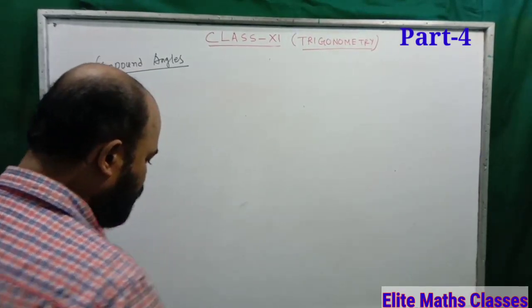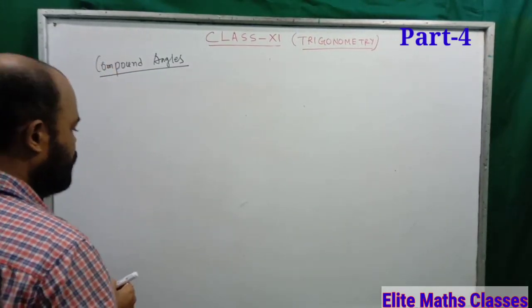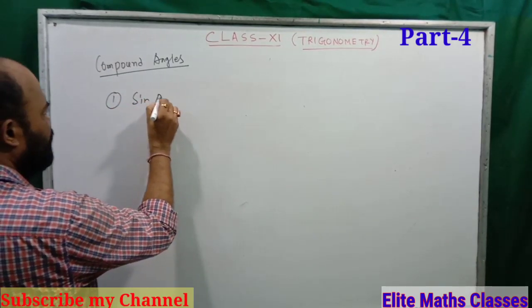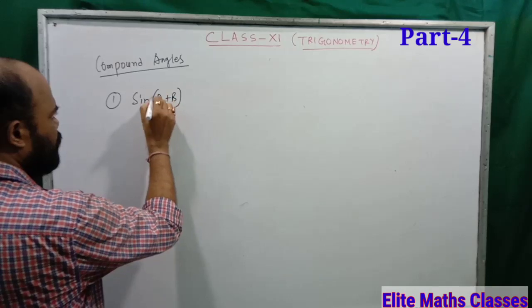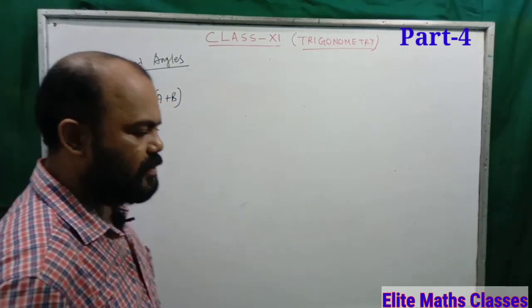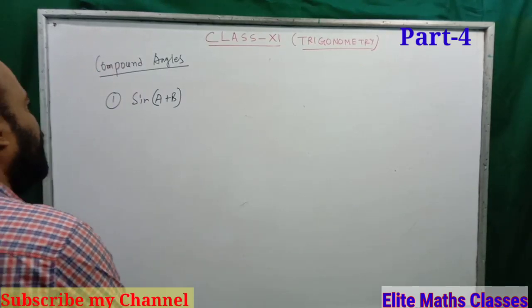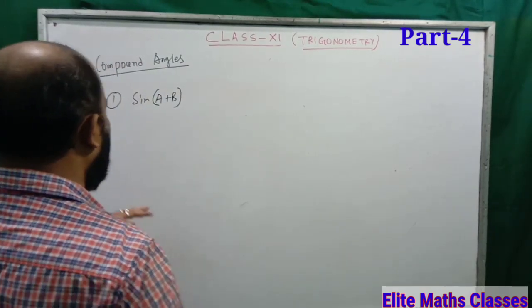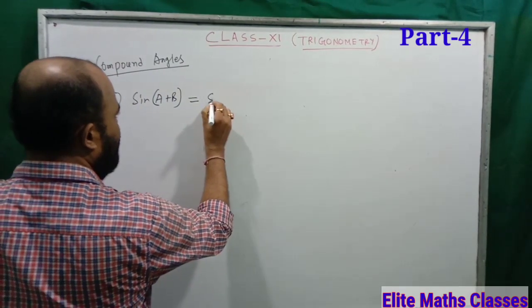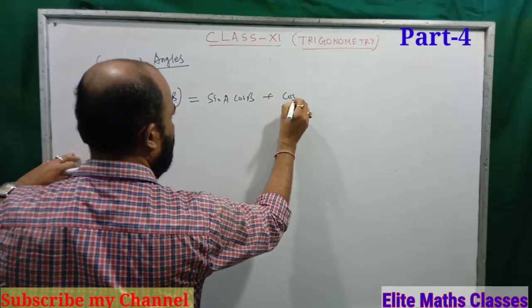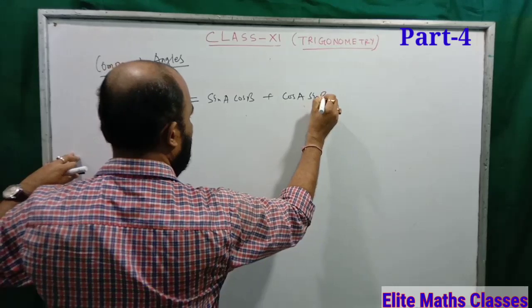Here I am just going to discuss the formulas without any proof. The first one is very important, which is very useful in the whole class 11-12 syllabus, and even after class 11-12 also. These are very useful in the subject mathematics. The first one is sin A plus B. The formula for sin A plus B is sin A cos B plus cos A sin B.